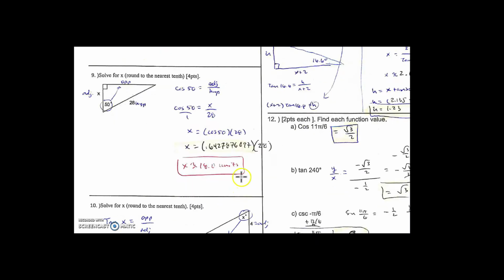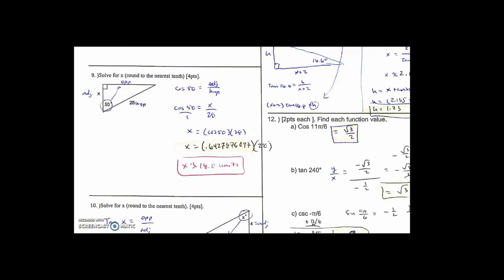SOHCAHTOA, CAH, C-A-H would have helped you realize that you have cosine of 50 equals the adjacent over the hypotenuse. Adjacent is x, and then your hypotenuse is 28. Cross multiply: x equals 28 cosine 50. There's my calculator-ready equation, and when you do this, you'll get approximately 18 units when you round. Some students got this calculator equation, not wrong, you get 3 points. If you knew it was cosine in there, I give you 2 points.